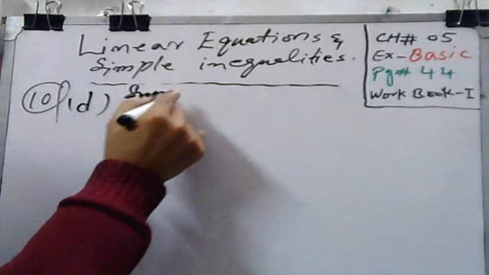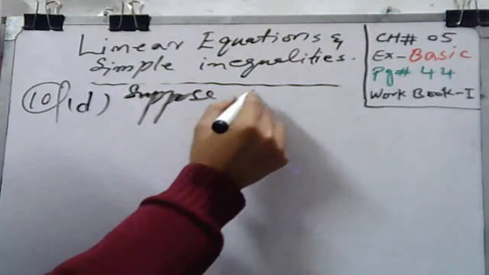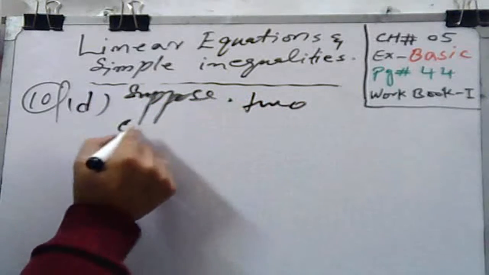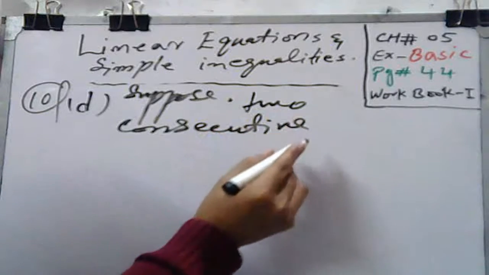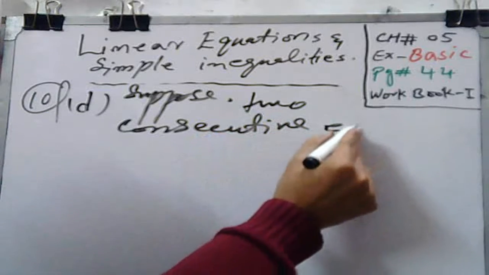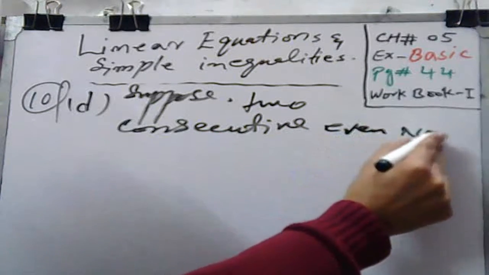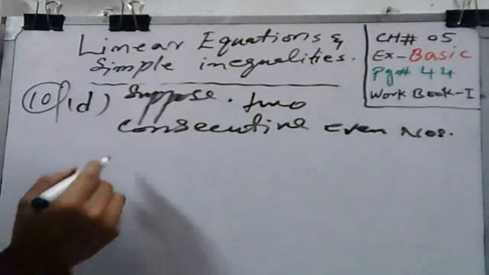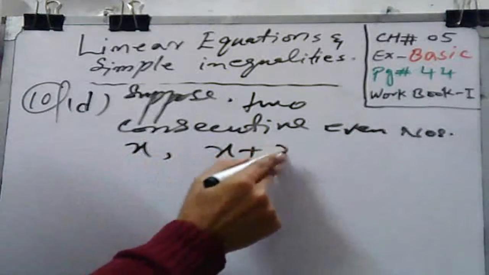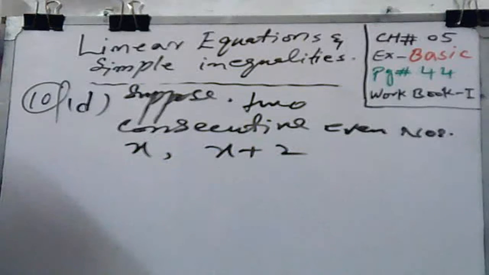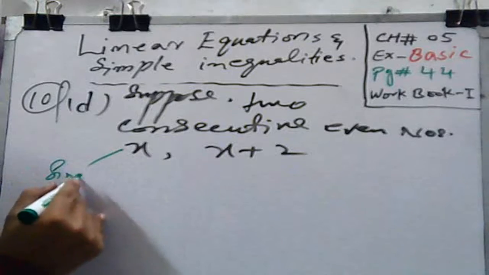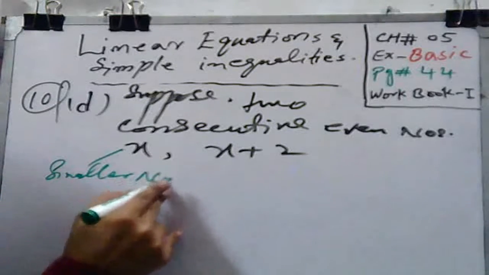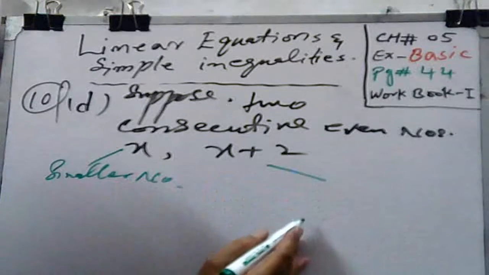Suppose two consecutive even numbers are, first one x, second one x plus 2. And once again, by the same methodology, we say that the first one is your smaller number, and the other one is your larger or bigger number.